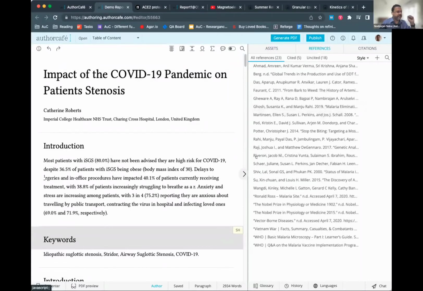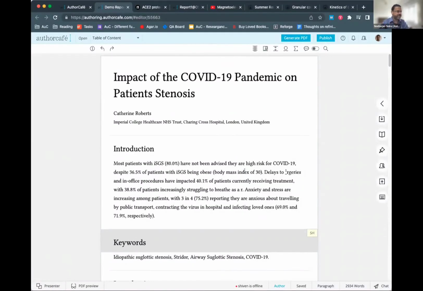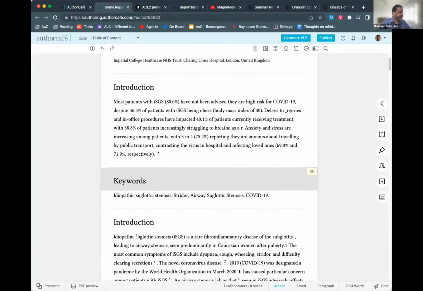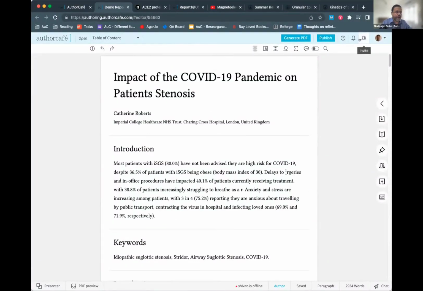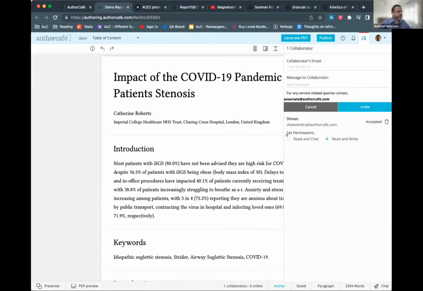I have brought in my references here and I have all of those necessary ingredients in place. And now I'm doing my writing. If I want to invite a collaborator for that, you can see that I already have a collaborator here. I've invited my colleague Shivin because it was my report. I could control what permission he will have. So I have given him read and write permission, but there's also chat, which we will show you how it helps with effective collaboration. If I want to invite more people, I can.